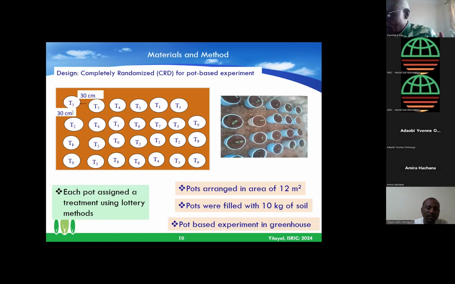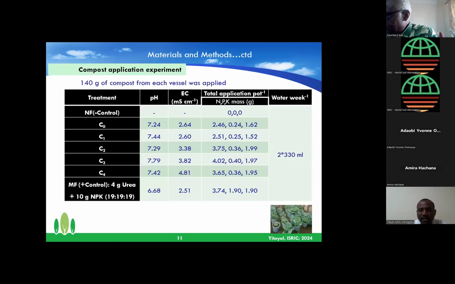So we had two experiments. One is a pot-based experiment, and the other is the field experiment. For the pot, a completely randomized design was used. And for the compost application, we have the criteria to apply based on the nutrient requirement of the cabbage we cultivated. We apply both fertilizers. We have two controls. One is the non-fertilized as a negative control, and mineral fertilizer as a positive control, depending on the need of the plant.